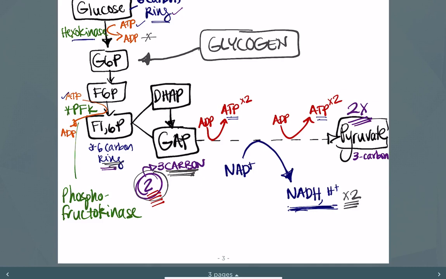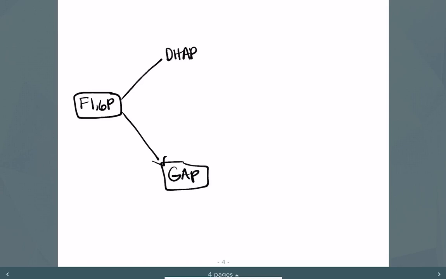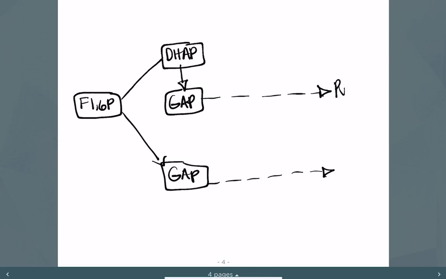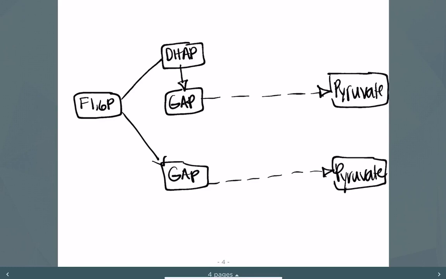This double of the GAP thing always kind of throws students off. So if we redrew, just kind of jumping in at F16P and redrew it where you get a GAP molecule and you get a DHAP molecule, that immediately becomes a GAP. Some of you might benefit from drawing this out as actually 2 separate processes, in case my shorthand confused you. The GAP that came from the DHAP will become a pyruvate, and the GAP that was originally split off of the F16P will become a pyruvate. Let's call this the top GAP. I'm lacking my best way to display this. If I'm in a room with a whiteboard in front of me, I can point to things, which right now I'm feeling a little handicapped.